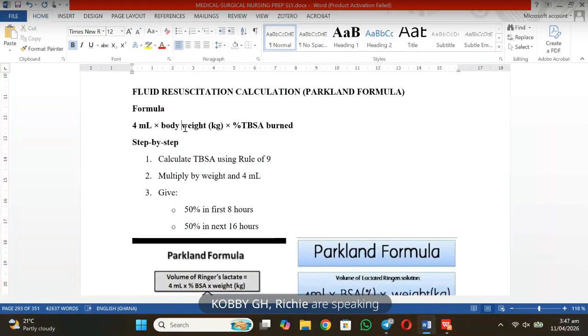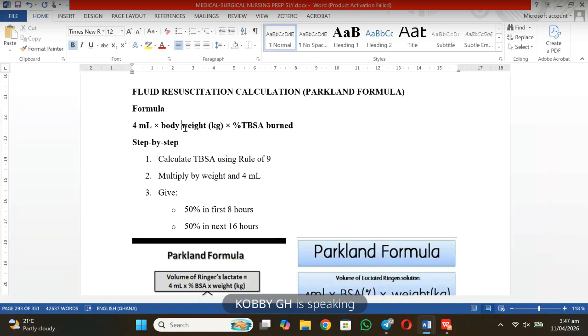Okay, so 4 times 70 times the burn surface area, which was what? 20%. When you multiply, you get 5,600 mls. So 4 times 70 times 20%, that is 5,600 mls. In the first 8 hours, you give 50%. So 50%, that is 2,800 mls. Have you gotten it? Yes, sir.